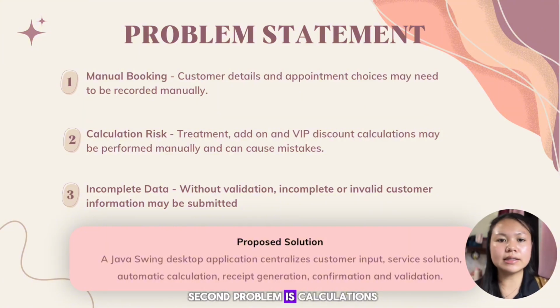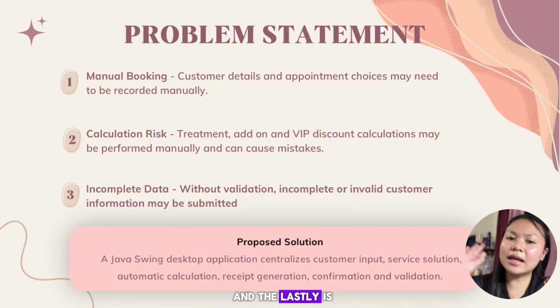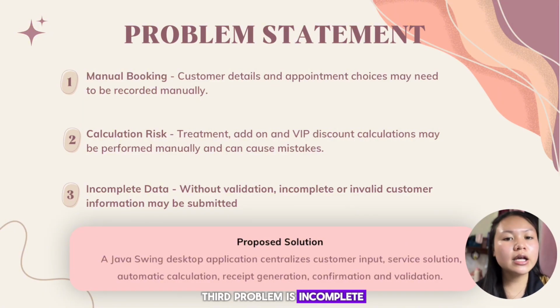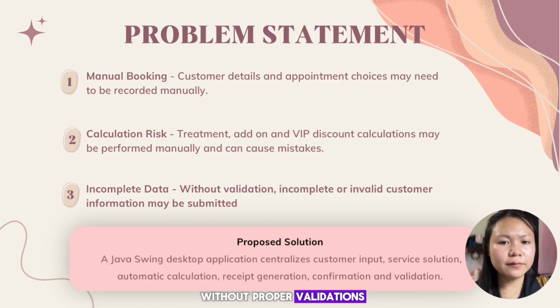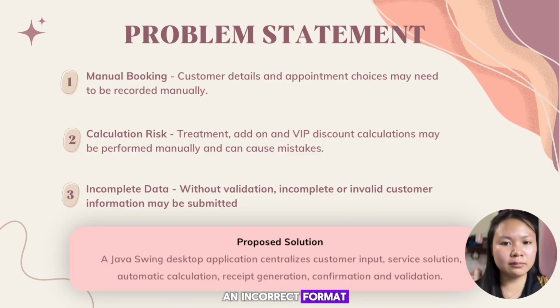The second problem is calculation risk. Treatment prices, add-on services, and VIP discount may be calculated manually. This can cause calculation mistakes, especially when there are different services and discounts involved. And lastly, the third problem is incomplete or invalid data. Without proper validation, users may submit incomplete customer information or enter information in an incorrect format.